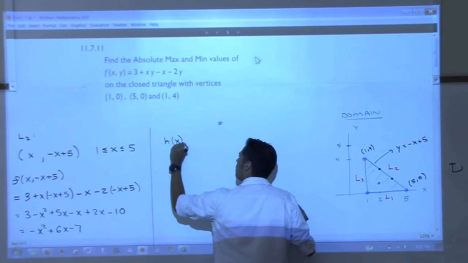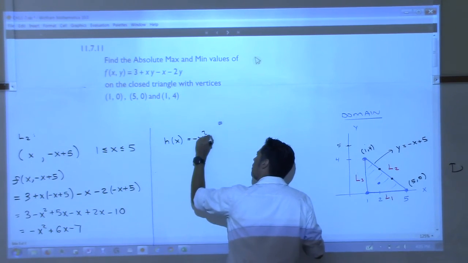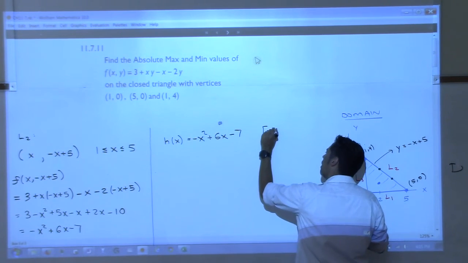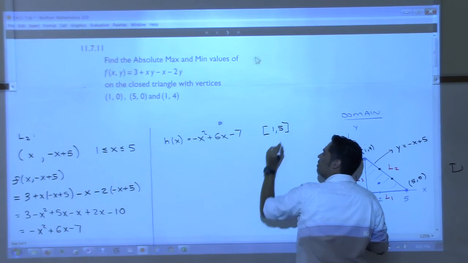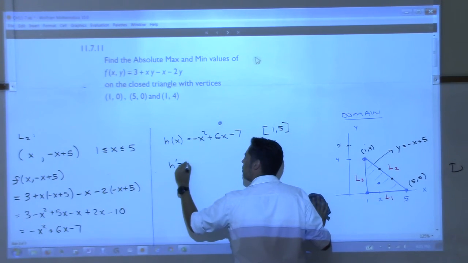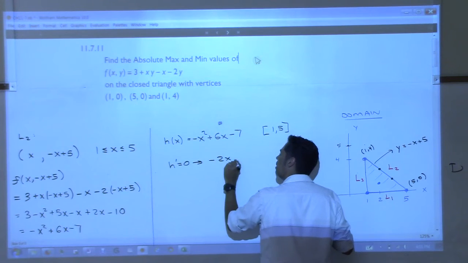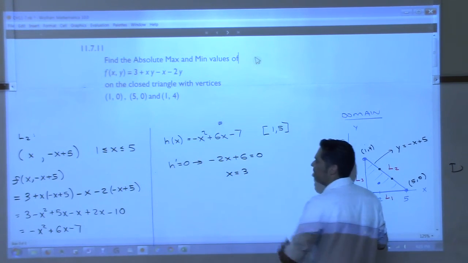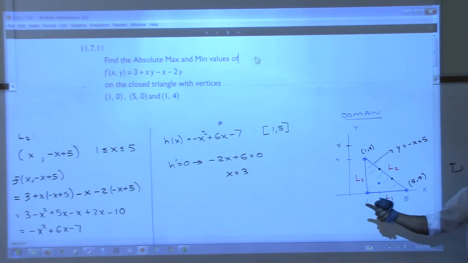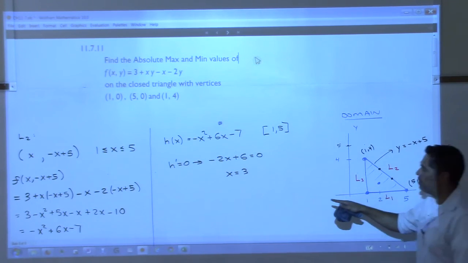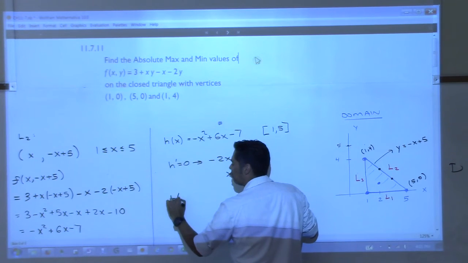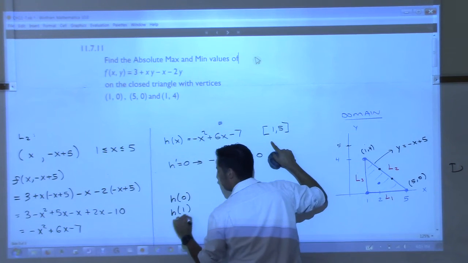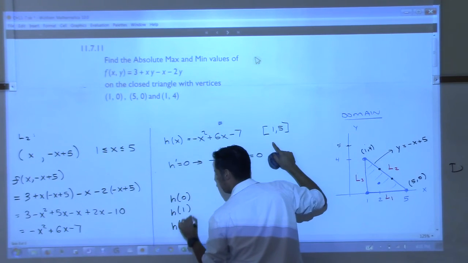H of x is equal to negative x squared plus 6x minus 7. And we're doing this on the interval 1, 5 again. So we take the derivative of this, set it to 0, which means negative 2x plus 6 equals 0. And that gives us x is 3. So this time we actually do have something to look at, right? So what we want to do is evaluate the original h function at 3, at 1, and at 5.